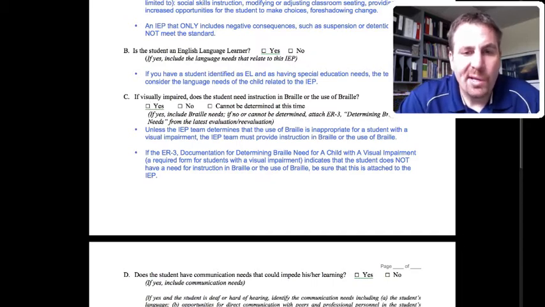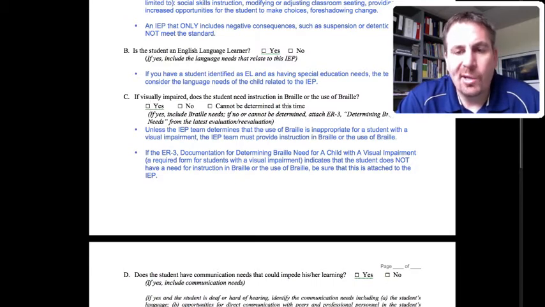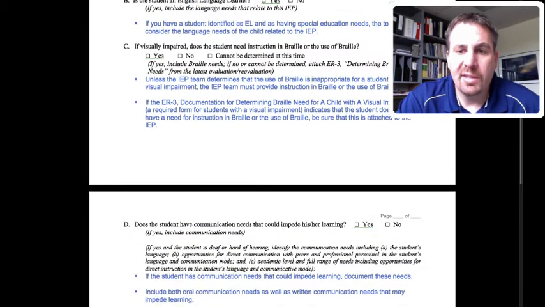If the ER3, or the documentation of determining Braille need for a child with a visual impairment, which is a required form for students with a visual impairment, indicates that the student does not have a need for instruction in Braille or the use of Braille, make sure that we attach that form to the IEP.